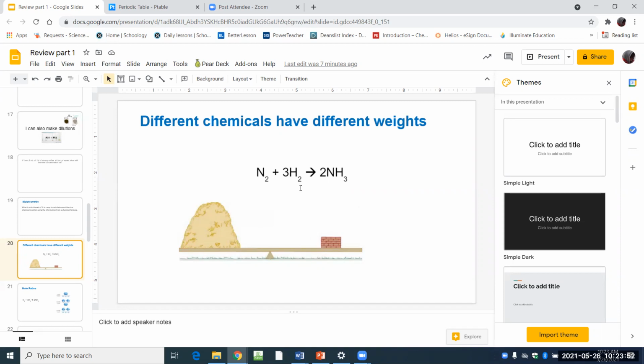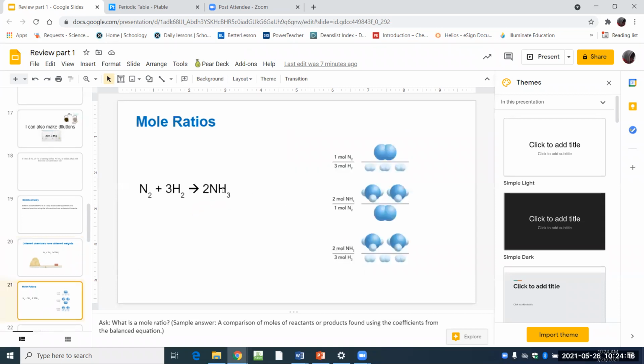Why do I say that? Well, because when we talk about chemical reactions, we need to use moles. We cannot use mass. We have to rely on moles because then we can actually, quote unquote, count, right? So for that, we need to look at mole ratios.